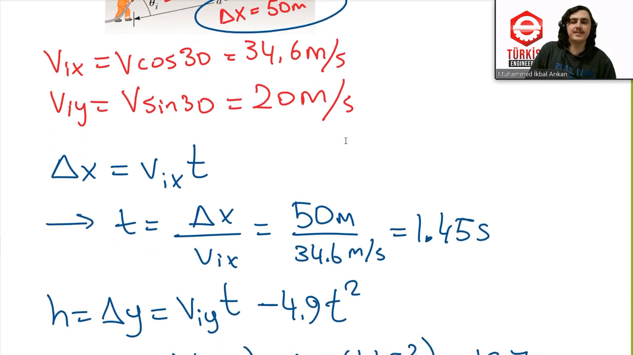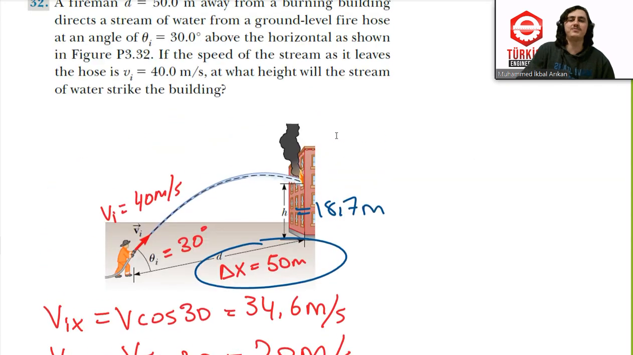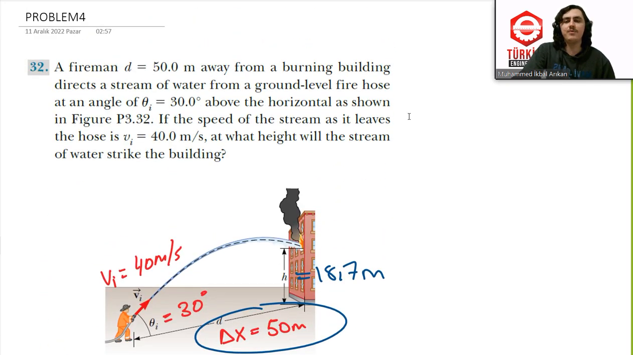So this was the last question for projectile motion. So now we will just finish the projectile motion, and we will see in the next video. We will start uniform circular motion. Uniform circular motion will be the last part of chapter 3. See you in the next video.